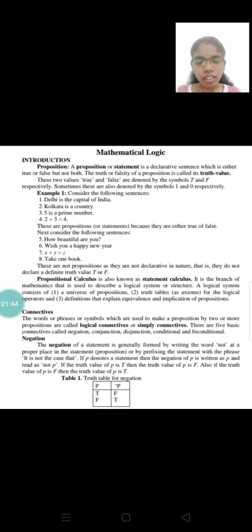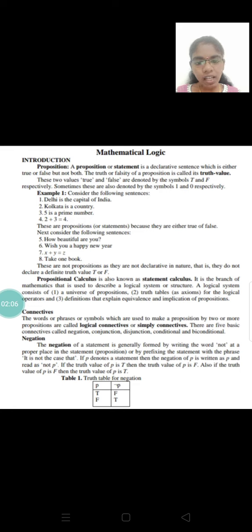First one is connectives. The words or phrases or symbols which are used to make a proposition from two or more propositions are called logical connectives, or simply connectives. There are 5 basic connectives called negation, conjunction, disjunction, conditional and biconditional.